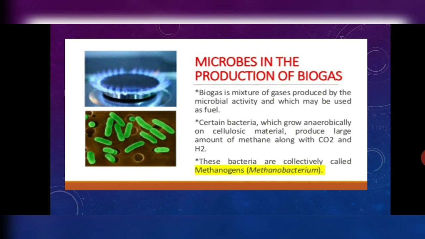What do you mean by biogas? Biogas is a mixture of gases which are produced by microbial activity, and it can be used as fuel for various domestic purposes. There are certain bacteria which grow only anaerobically on cellulosic material like plant waste, animal waste, etc. to produce in large quantity methane, that is CH4, CO2 and H2S, hydrogen sulfide. These bacteria are collectively known as methanogens or methanobacterium. For example, Methylotrophis methylophilus is an example of a methanogen.